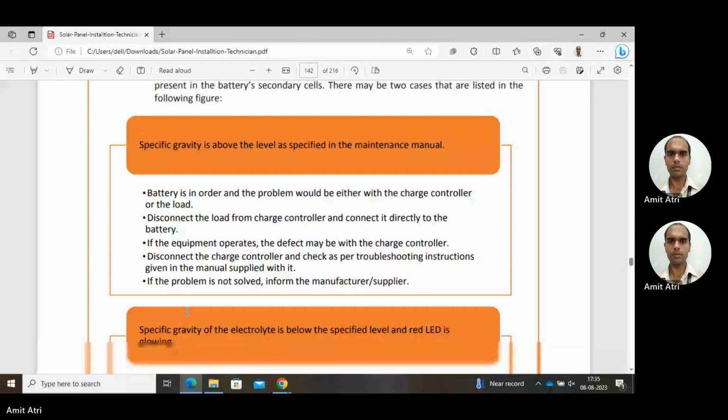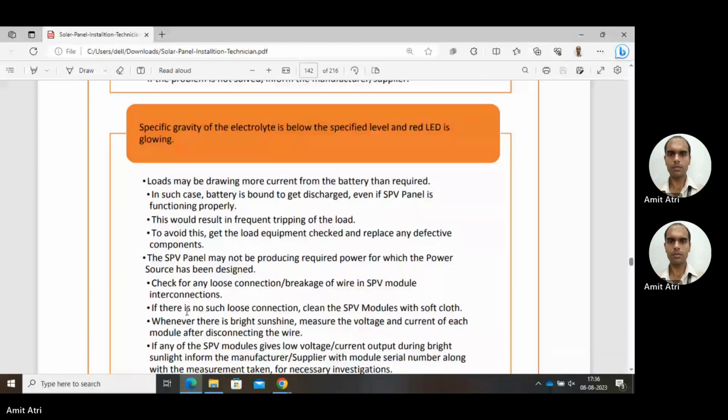Now the next case: the specific gravity of the electrolyte is below the specified level. In that case, the load may be drawing more current from the battery than required. If that happens, then the battery is bound to get discharged. The solar panels are working properly, but still the battery will discharge because the load is drawing more current. So the battery is getting discharged, and the load will be tripped very frequently because the battery is discharged. No charge.